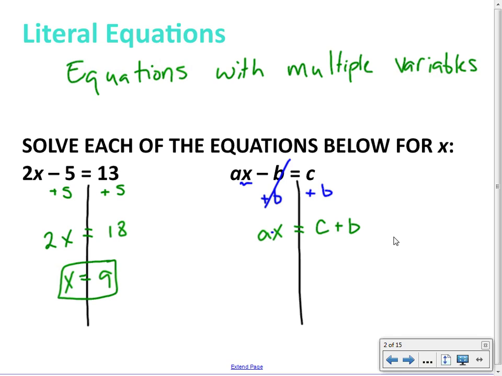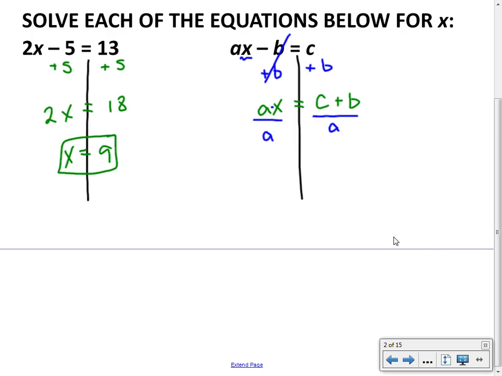Now our last step, remember we're trying to get x by itself, is we have a times x. So again, a is a number, it's multiplying x, so to undo that, we're going to divide by a. Notice on the right side I divided everything by a, not just the c, not just the b, I divided everything. So our final answer is going to look really weird because our final answer is just x equals c plus b divided by a. There's not a number for our answer because we don't know the values of a, b, and c. So we just leave our answer like this. We've basically just reorganized and solved for a particular variable in that equation that was given to us.